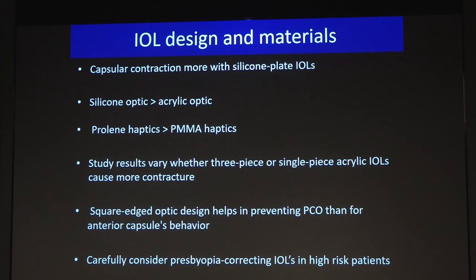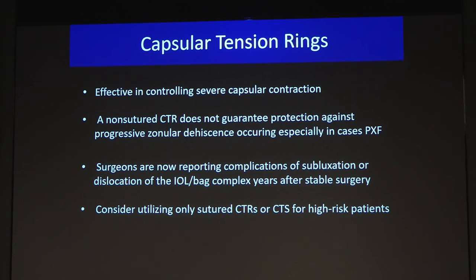Regarding IOL design, obviously the silicone plate IOLs tend to have more capsular contracture compared to acrylic, even the silicone optic. The prolene haptics tend to have much more capsular contracture. Studies reveal variable results on whether three-piece or single-piece acrylic has more contracture. The square edge obviously prevents PCO rather than anterior capsular opacification. So carefully consider these factors, especially when you're considering presbyopia-correcting IOLs.